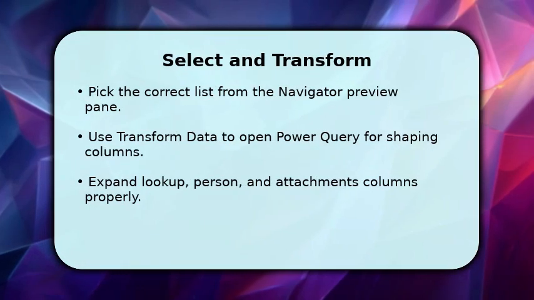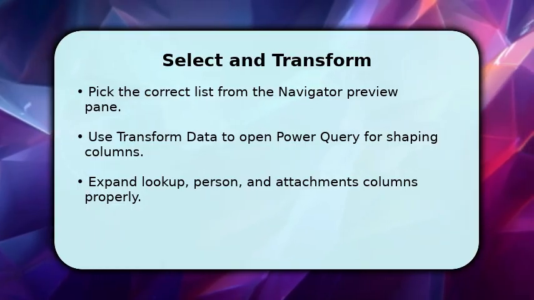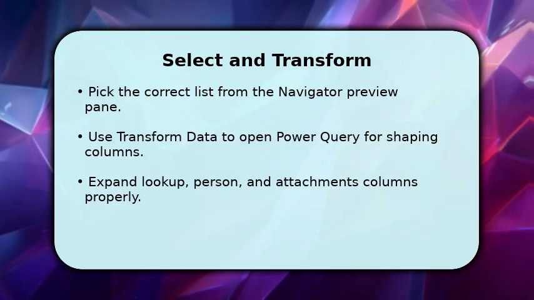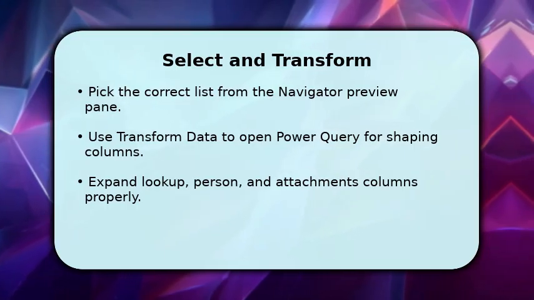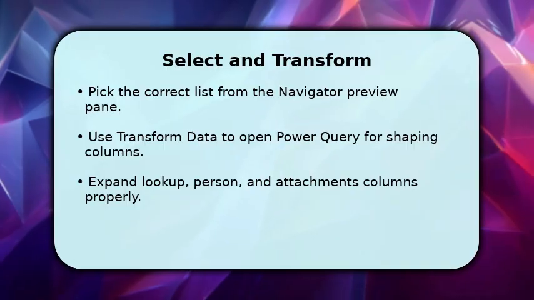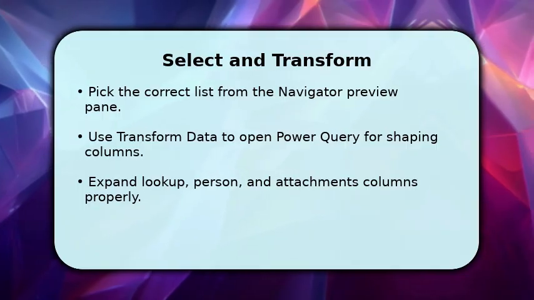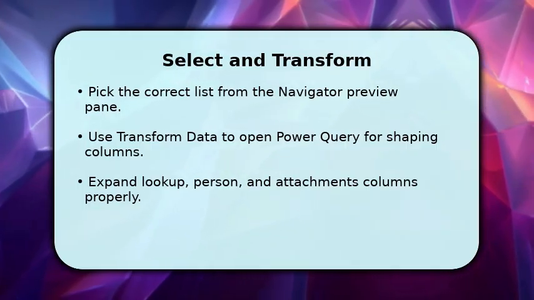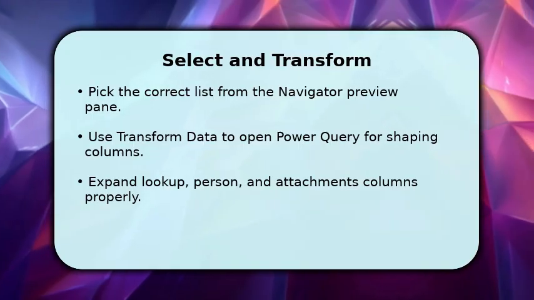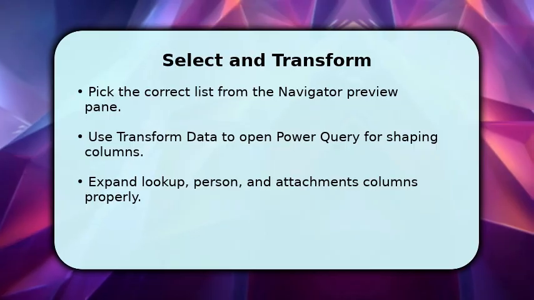With the navigator showing available lists, select the exact list and click Transform Data to enter Power Query. Here you shape the dataset, remove unused columns, set data types, and expand complex fields like lookup, person, or attachments. Once you expand, be careful to choose the specific subfields you need to avoid bloating the model. Use filters and change types early to ensure accurate relationships and performance.